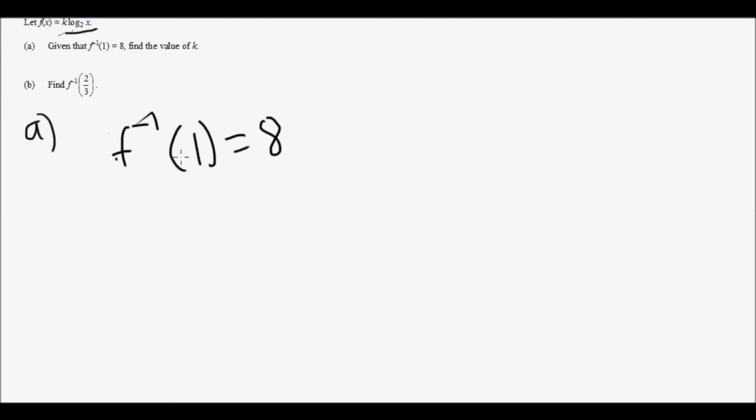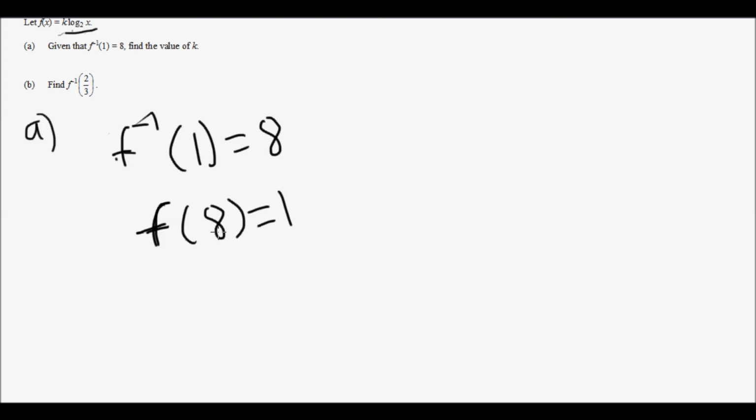And with this knowledge, we can then find out that f of 8 is equal to 1. And I know this because with this inverse function, we can invert the solutions, or the x coordinates, to find out what the coordinates are for the regular function.